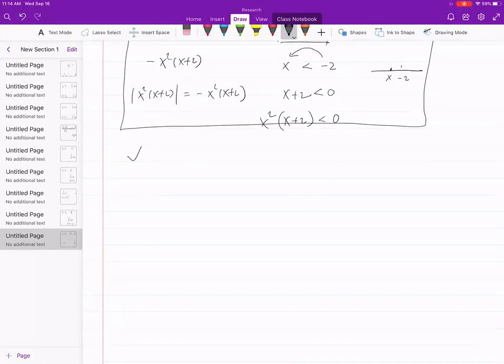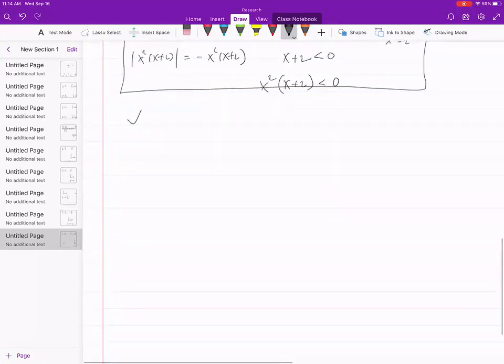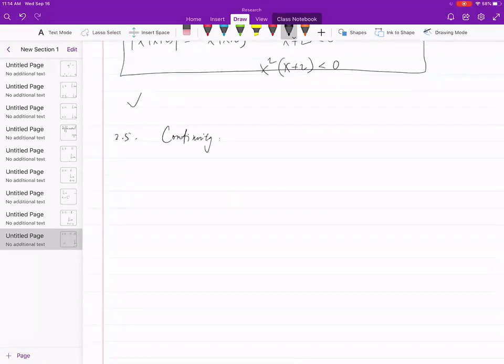All right, so let's move on to 2.5. We want to talk about continuity. Why do we want to talk about continuity? Keep in mind, the thing we're trying to do here is find the changing rate, which is the derivative. We're doing all the preparation just for that.